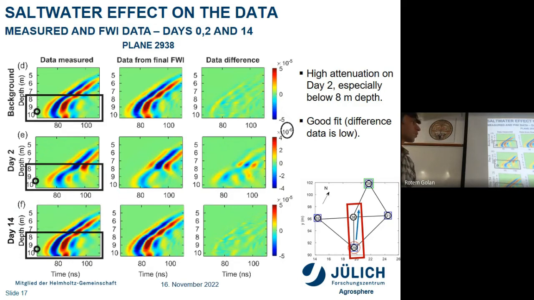And again, what we can see, even from the GPR data, is that most of the intrusion is below 8 meters. We can compare it with the background and the last day. So we see most of the tracer was traveling at the bottom.